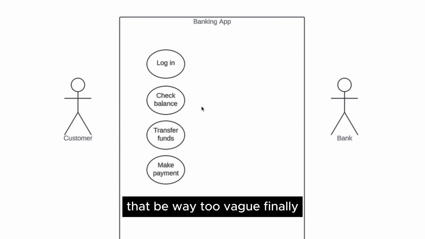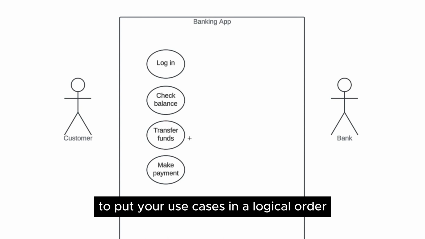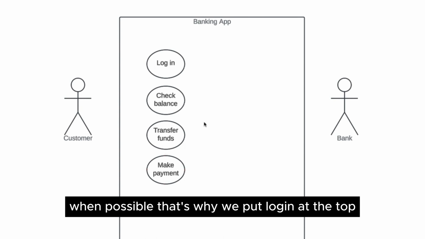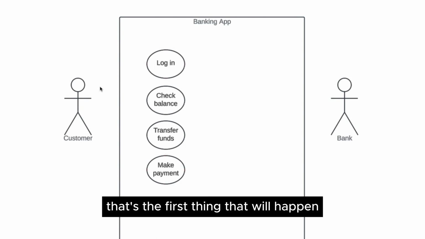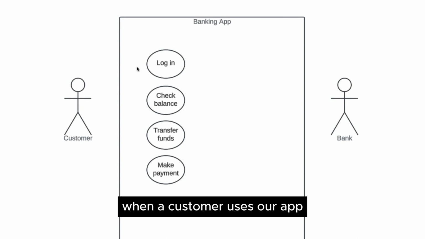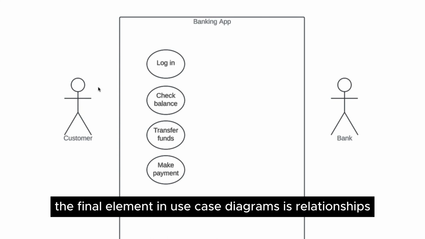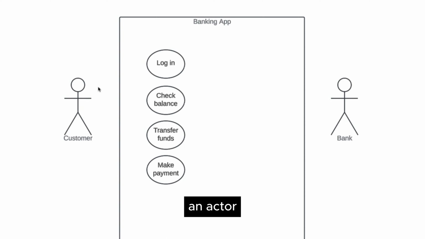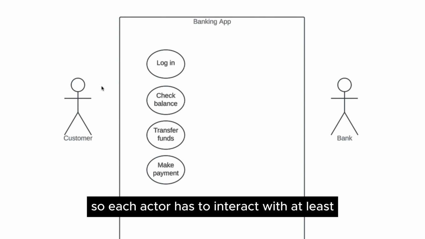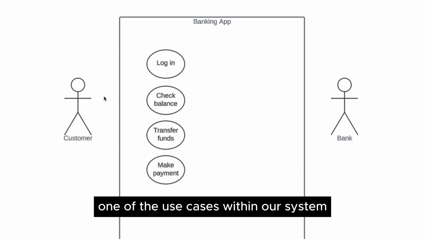Finally, it's good practice to put your use cases in a logical order when possible. That's why we put login at the top. That's the first thing that will happen when a customer uses our app. The final element in use case diagrams is relationships. Each actor has to interact with at least one of the use cases within our system.